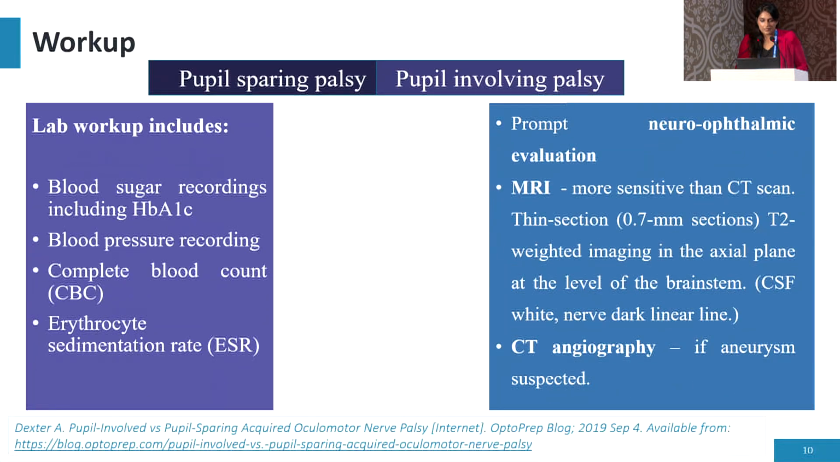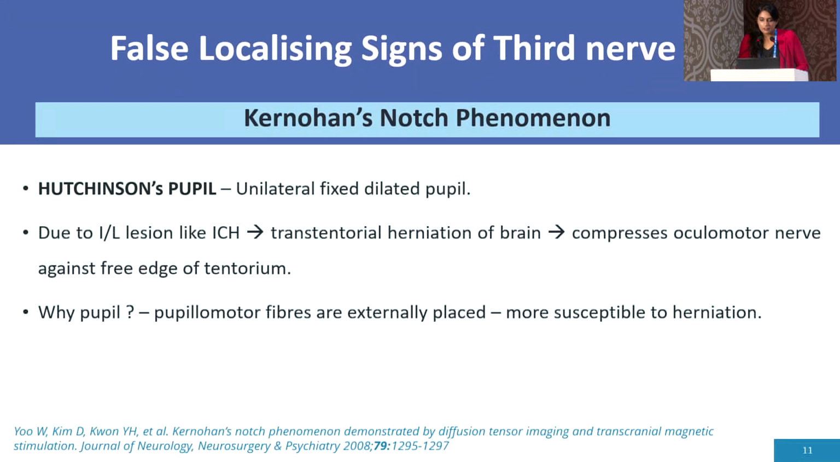So when there is a pupil-sparing palsy, you have to do a systemic workup with blood sugar, pressure, CBC and ESR. For pupil involving, it's a medical emergency, you have to do an MRI and CT. Third nerve palsy can have false localizing signs, which is the Kernohan-Woltman notch phenomenon.